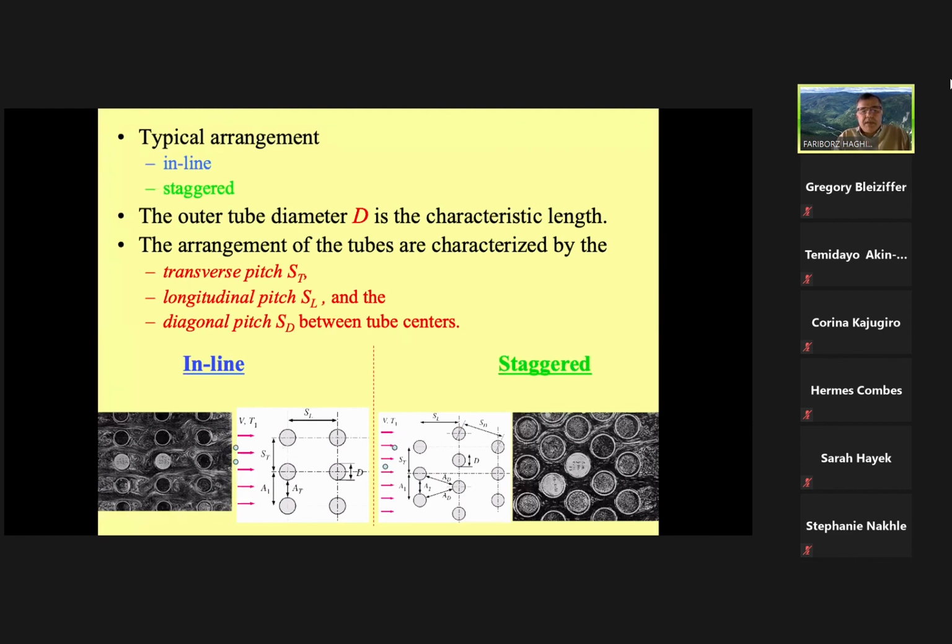And when we're dealing also with the case of a diagonal, we need also another dimension between these two, okay?